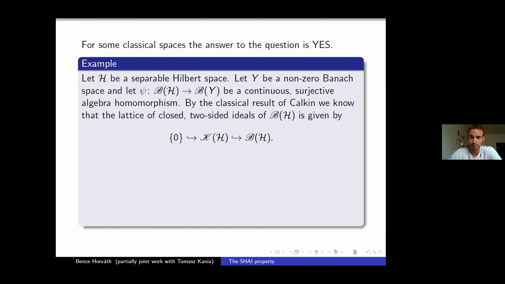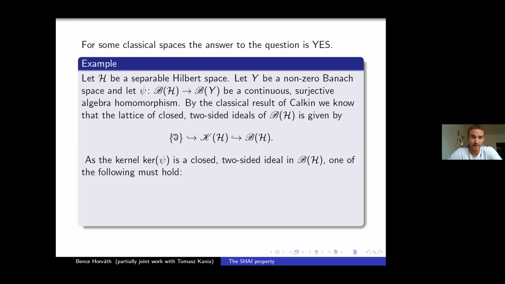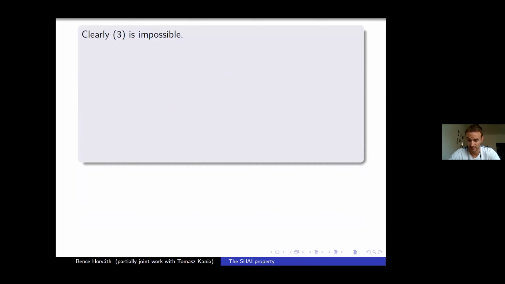So we know that by Calkin's result from the 40s, the lattice of closed two-sided ideals of B of H is completely described by this chain. And because the kernel is of course closed, it must be one of these three things. So we either have it that it's trivial, it's zero, or it's the compact operators, or it's the whole thing. And I would like to exclude these two cases. Of course, the third one is immediately not possible because our map was surjective and Y was non-zero.